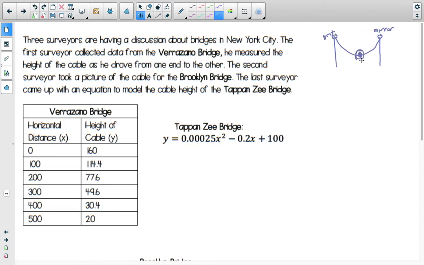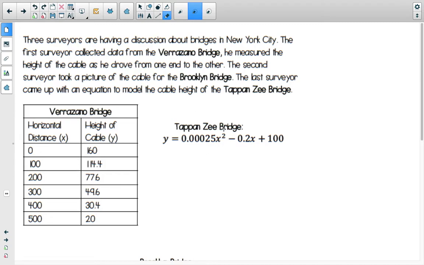We also need to find the minimum, which is the vertex. So when we find this information, this is how we're going to compare these three bridges. For the Verrazano Bridge, we have a table. He collected the data, so we need to find all of the information using Desmos, and we will use the regression model to find all the information.